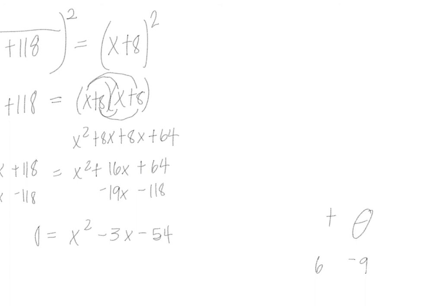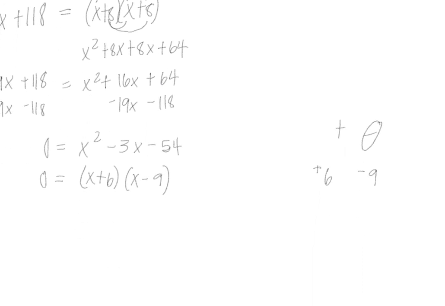The larger needs to be negative, the smaller would be positive. If you multiply positive 6 and negative 9, you get negative 54. If you add them, you get negative 3. So let's actually write that down. And so now we're going to actually set them equal to 0, and the signs completely change once you do that. So there are your two answers.